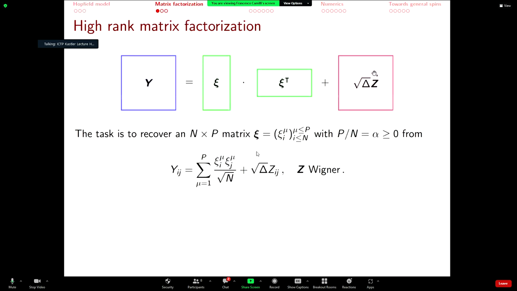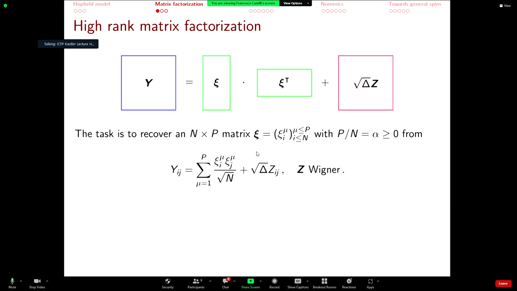So now we finally turn to the problem we were interested in, I'm still interested in, which is high-rank matrix factorization. I formulate it here as an inference problem, and let me mention that this is a very stylized version, okay? The more general version would be asymmetric, so this psi matrix would be different from the other factor, but here we consider the symmetric case for the sake of simplicity for now, because this is what we can treat.